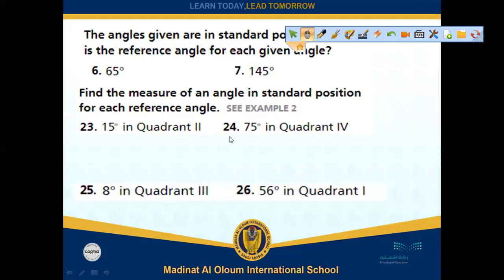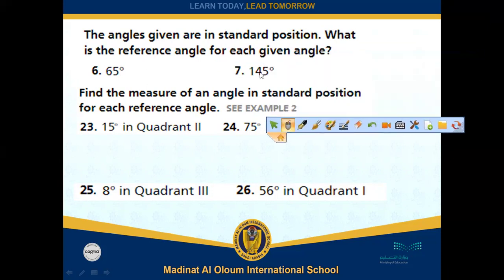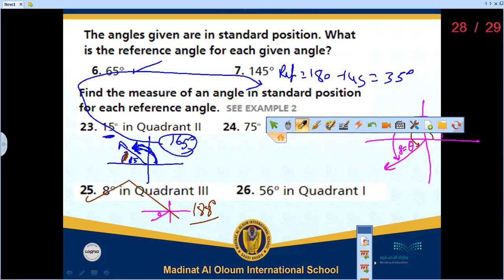Okay, guys, this is how to get the angle in the standard position. I give you the angle in the standard position, and he needs the reference. The reference, guys, must be the angle with the x-axis.